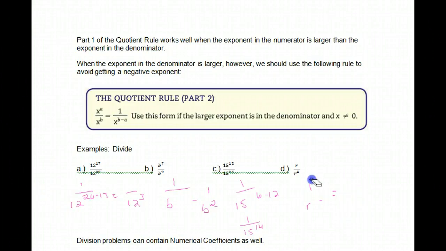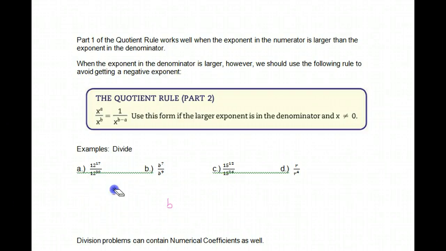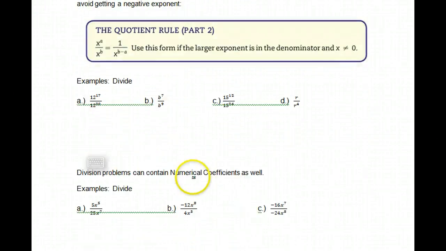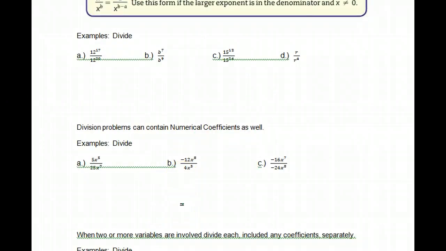Now, I want to show you just one other way to do this, because some of you may automatically just subtract those and not necessarily see that your denominator is bigger. And the second way that I'm showing you is actually how I do these. I don't necessarily follow the quotient rule part 2. What I do is I just automatically start subtracting my exponents. So I would do 12 to the 17 minus 20.